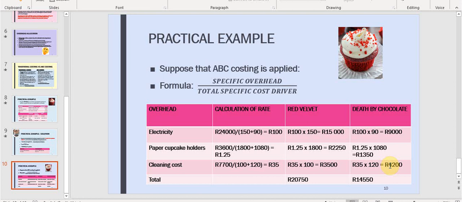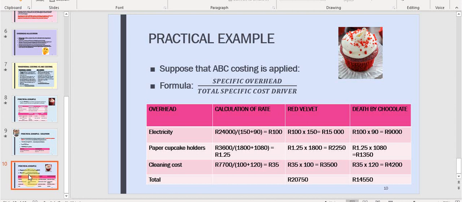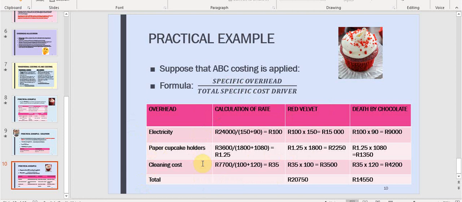So for activity-based costing, the cost formula is that you take the specific overhead and you divide it by the cost driver of that specific overhead. So now you will see, instead of doing one big calculation as in traditional costing, we do a calculation for every overhead that is given to us. Okie dokie. So I am going to now show you how I got to this answer. So I took my overheads and I listed them. So you can clearly see from the question, electricity, paper cup holders, and the cleaning costs were the overheads. Now I need to go and calculate my allocation rate. And in calculating my allocation rate, I just want to insert a shape here.